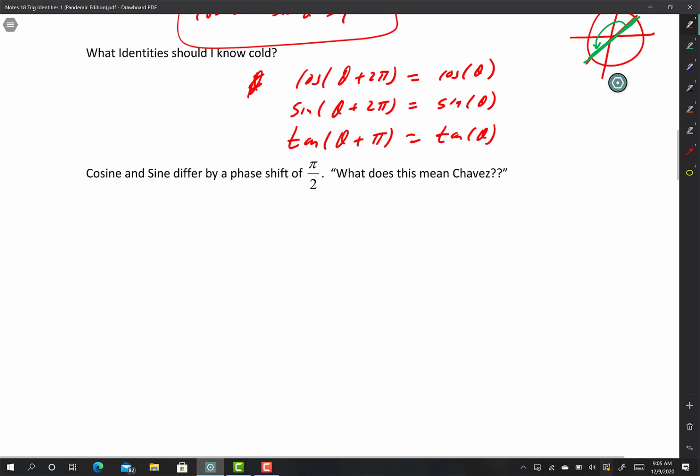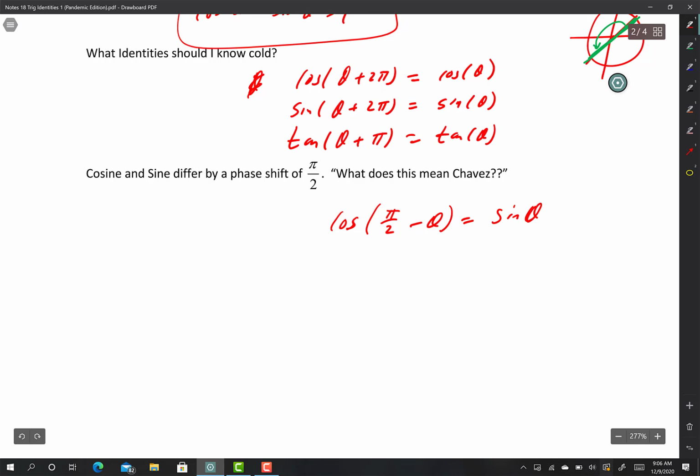Know that cosine and sine differ by a phase shift of pi over 2. So what does that mean? If you take your cosine graph and shift it by pi over 2, it's going to look like sine. Same thing for sine: if you take your sine graph and shift it by pi over 2, it's going to look like cosine. So because of that, we have this property: cosine of pi over 2 minus theta is equal to sine theta. And you can say the same thing for sine: sine of pi over 2 minus theta is equal to cosine theta.